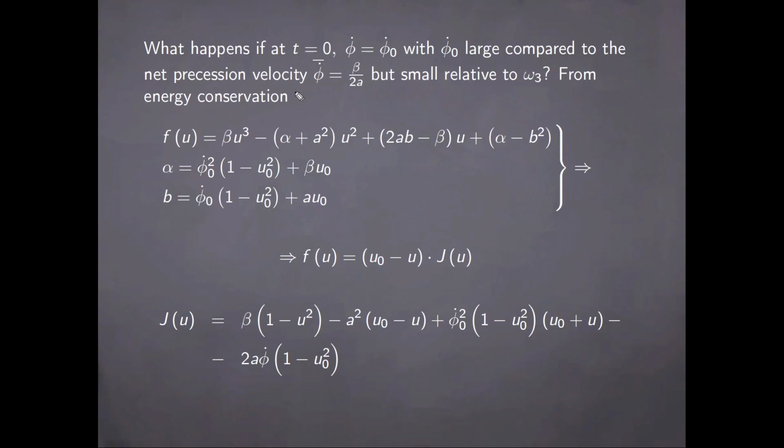We can now look at a slightly more complicated problem. Namely, we would like to see what happens if at the initial moment, aside from the top spinning about its axis, it also has a non-vanishing value of the precession rate, and this value is considered very large compared to the net or average precession velocity, but at the same time it should be small relative to omega free, and consequently it's small relative to the spin velocity.